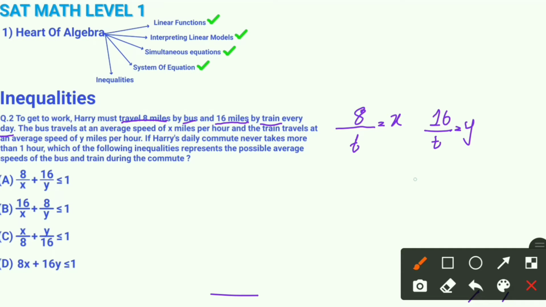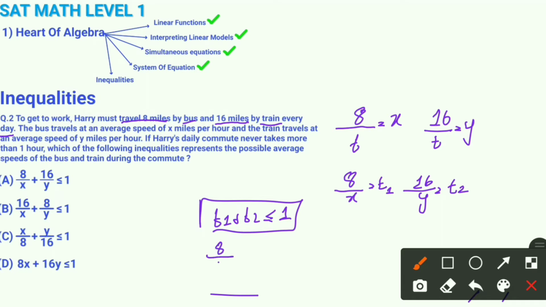If Harry's daily commute never takes more than 1 hour, it must be not more than 1 hour. So 8 upon x is equal to t, 16 upon y is equal to t, let's say t1 and t2, and it must not be more than 1 hour, so t1 plus t2 is less than or equal to 1, which means 8 upon x plus 16 upon y is less than or equal to 1. Which is the correct one? This is the correct answer. This is the answer.